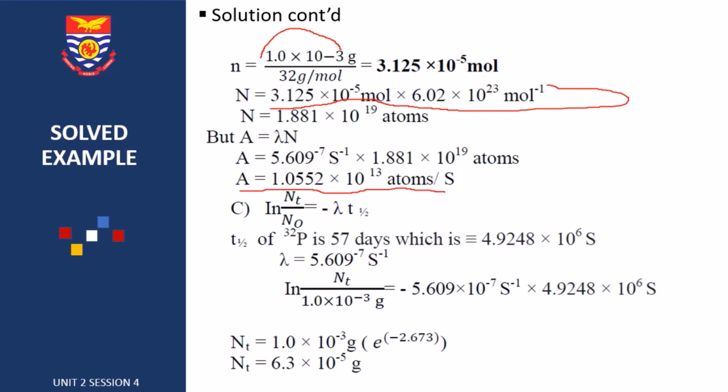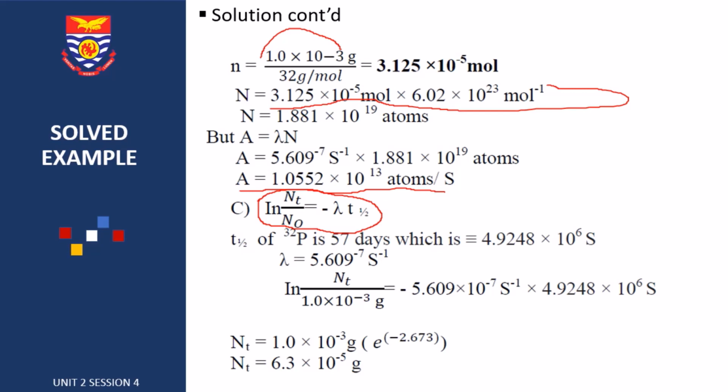Now we can go ahead to calculate the amount that will be left after 57 days, and we use ln Nt over N naught equals negative lambda t. The t is the time, which is given as 57 days. We need to convert it from 57 days to seconds, and by conversion the 57 days will be equivalent to 4.9248 times 10 to the power 6 seconds.